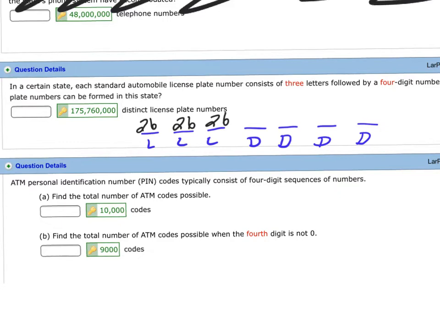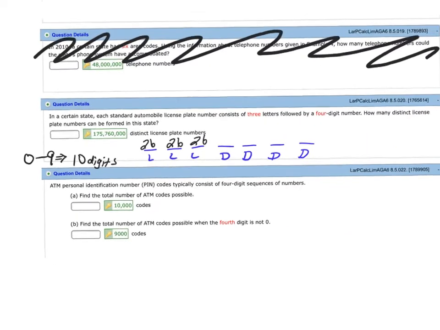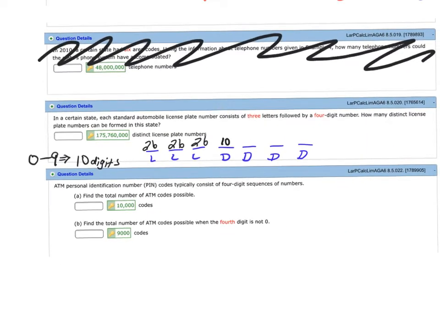But then what are the options for digits? How many digits are there? 0 through 9. How many digits is that? 10. It's not 9, guys. If you count them, 1 through 9 is 9, and then 0 is 10. So I have 10 here, 10 here, 10 here, 10 here. And when I multiply them all together, I get this ginormous number right there.